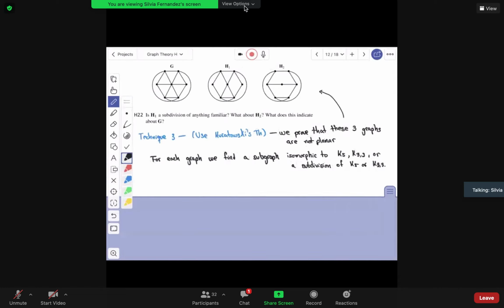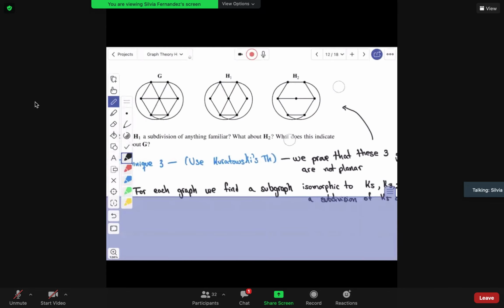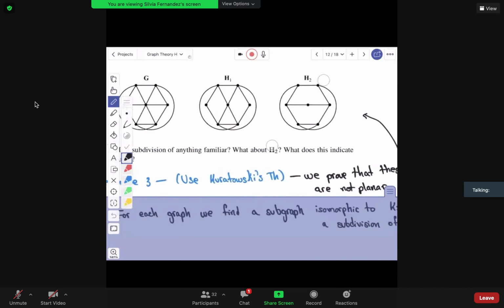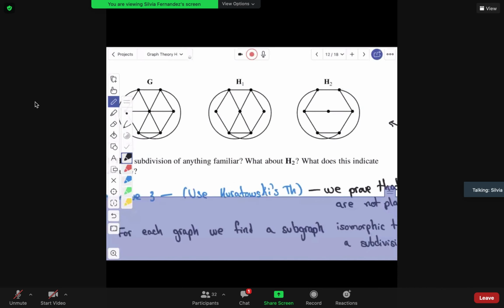Now, that's not necessarily easy, but once you find it, that's it. You just show it. In that sense, it's easier than the other techniques because you don't have to explain yourself. You just have to show it. So here, okay.